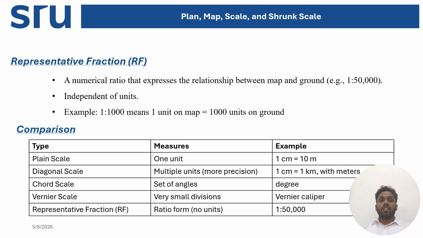So now we are going to see what representative fractions are. We have already seen the scale, how we are converting the scale into the map and the map into the scale. That fraction is called a representative fraction. It's a numerical ratio that expresses the relationship between a map and the ground. For example, 1 is to 50,000.